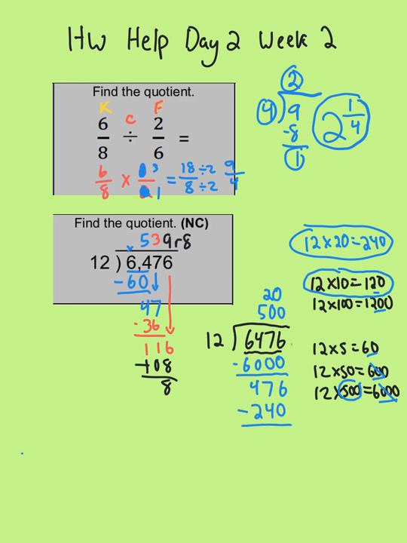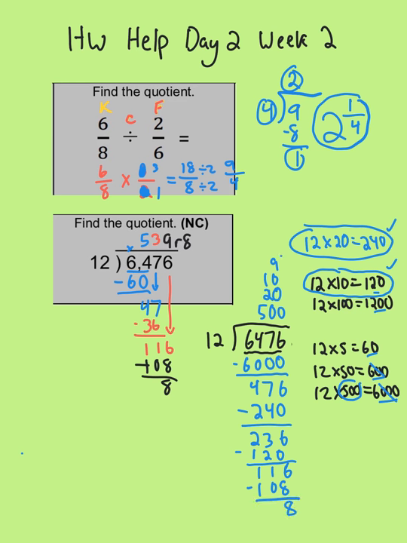Now I'm going to subtract. I get 236. And 240 is just a little bit too big for 236. So this time I'm going to use 10. 12 times 10 is 120. I'm going to subtract. So I have 116. 12 times 10 is just a little bit too big. Maybe now I'll do 9. Remember, I know 12 times 9 is 108. And I get 8. And I can't, 12 is bigger than 8, so I know I'm done.